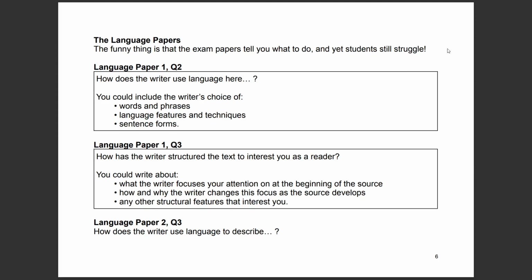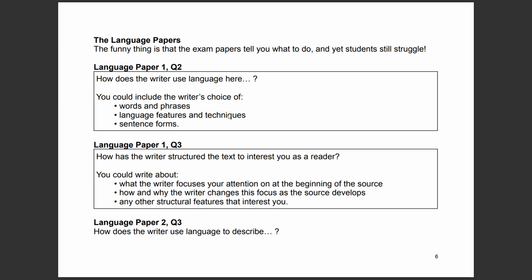Okay, now let's have a look at the language papers. The funny thing is that the exam papers tell you what to do, and yet students still struggle. So, for example, the language paper 1, question 2, how does the writer use language here, blah, blah, blah, right? And it tells you you could include, by the way, when it says could, it really means should, the writer's choice of words and phrases, language features and techniques, sentence forms. So there you go, words and phrases, it tells you what language means, okay?